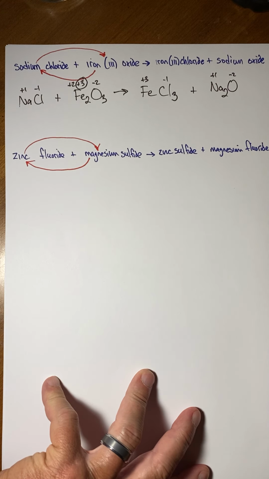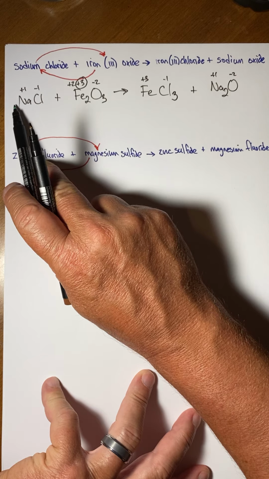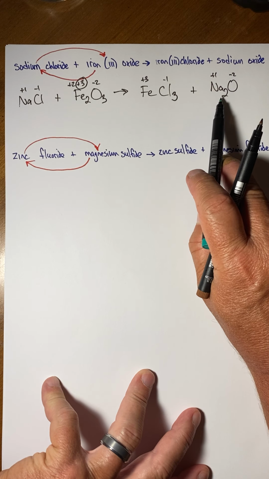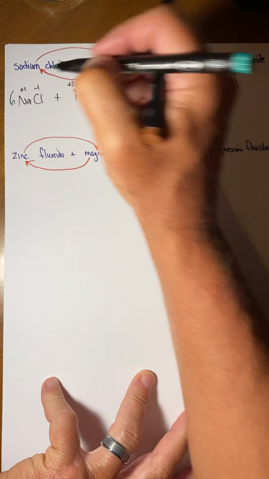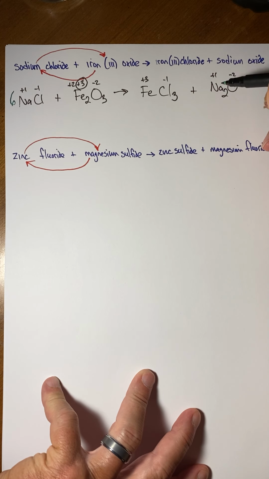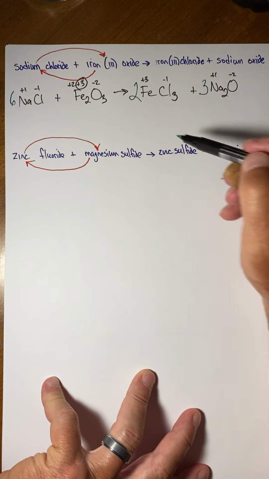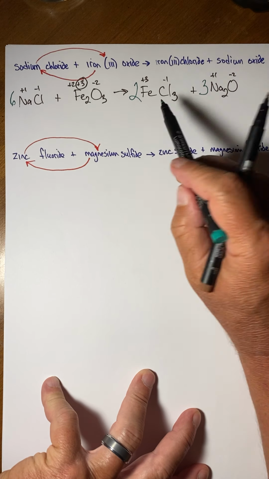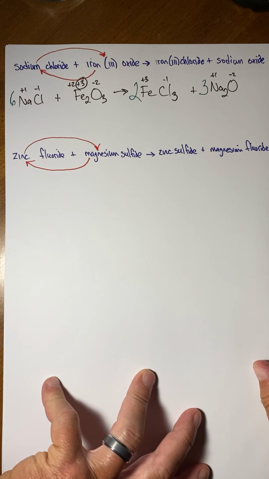And to balance this, let's see. I have 3 chlorines. But if I put a 3 there, that euchres me here because I have 2 there. So what I'm going to do is make this 6. So if that is 6, I need 6 sodiums. 3 times 2 is 6. I have 6 chlorines. 2 times 3 is 6 chlorines. 2 irons, 3 oxygens, 3 oxygens, and then that would be balanced.